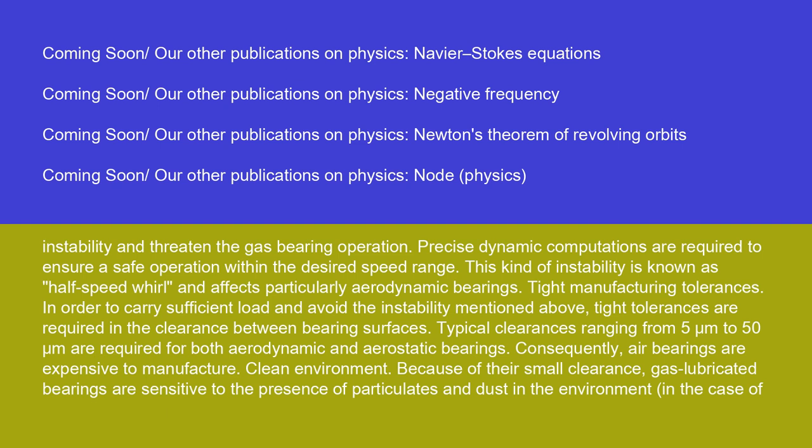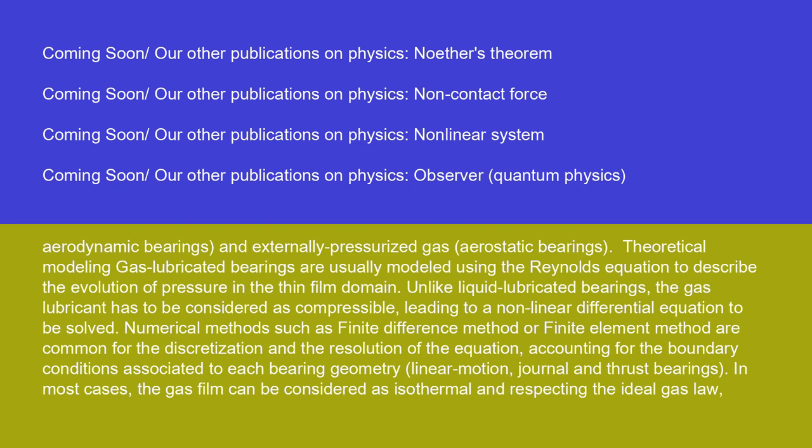Tight manufacturing tolerances. In order to carry sufficient load and avoid the instability mentioned above, tight tolerances are required in the clearance between bearing surfaces. Typical clearances ranging from 5 micrometers to 50 micrometers are required for both aerodynamic and aerostatic bearings. Consequently, air bearings are expensive to manufacture. Clean environment. Because of their small clearance, gas-lubricated bearings are sensitive to the presence of particulates and dust in the environment. In the case of aerodynamic bearings, an externally pressurized gas, aerostatic bearings.